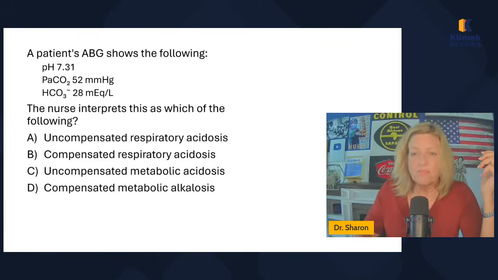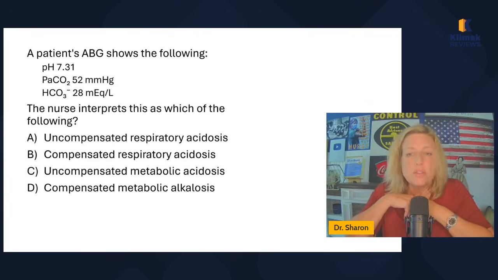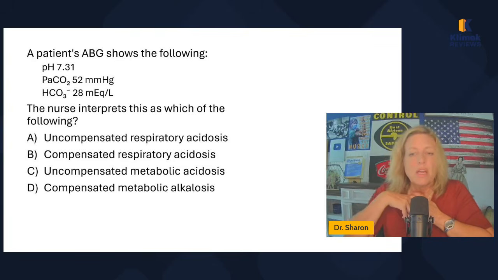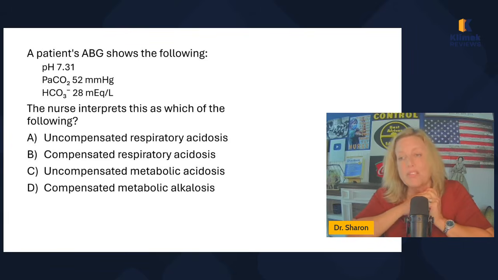Okay. A patient's ABG shows the following: pH is 7.31, CO2 of 52 and a bicarb of 28. The nurse interprets this as which of the following? So I look at my answers, uncompensated or compensated. The first question I ask, because I like to rule out answers, is: could this be compensated? Is it possible that this is compensated?